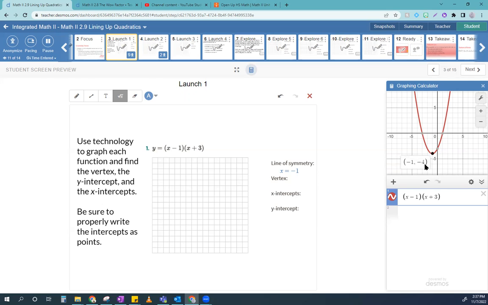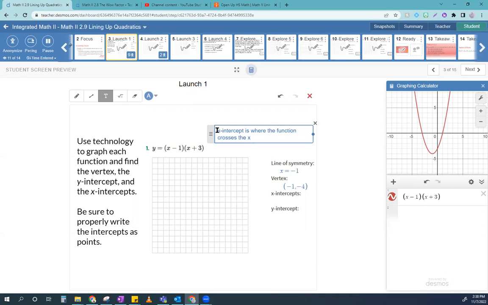And it says -1, -4. So I'm going to write -1, -4. Is that what you guys got? I saw a bunch of your answers already. Very good. Now, x-intercepts. Do you see that S right there? So just in case we're not sure, let's just write this out, right? An x-intercept is where the function crosses the x-axis and where y equals 0.